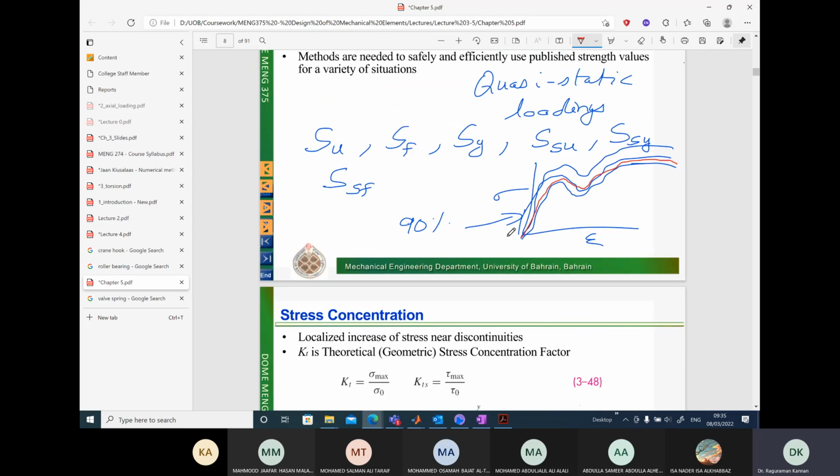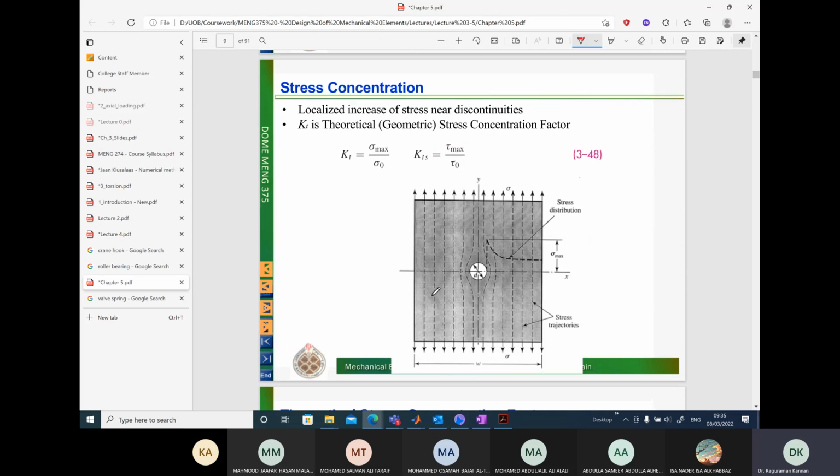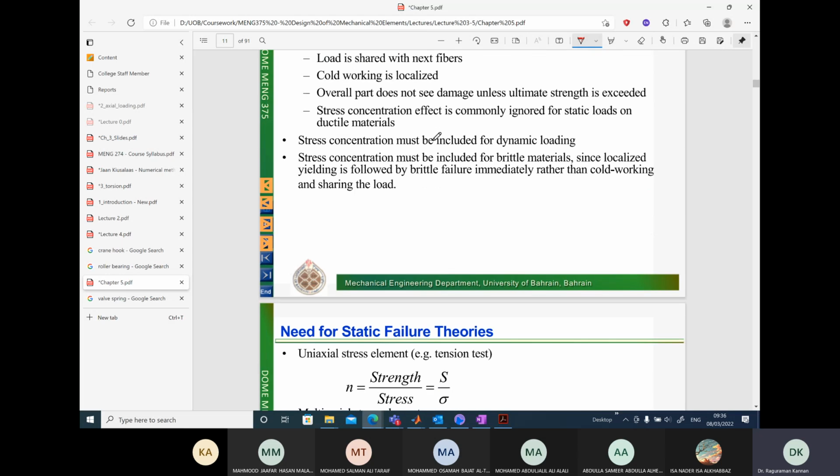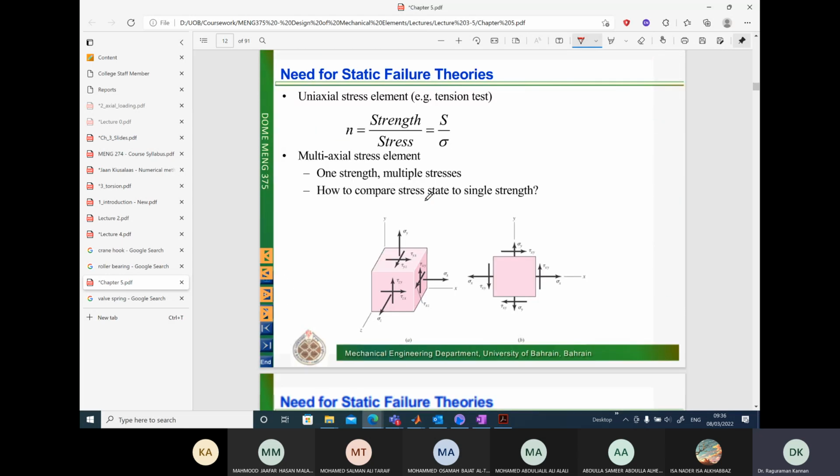So these are some of the properties we will be using. We will also be interested, especially in design, to use the static stress concentration factors. And what are these? They are obtained from your Peterson's graph, just as we discussed in the last chapter. So I'm not going to go through this again. I'm going to skip this also, we discussed it.